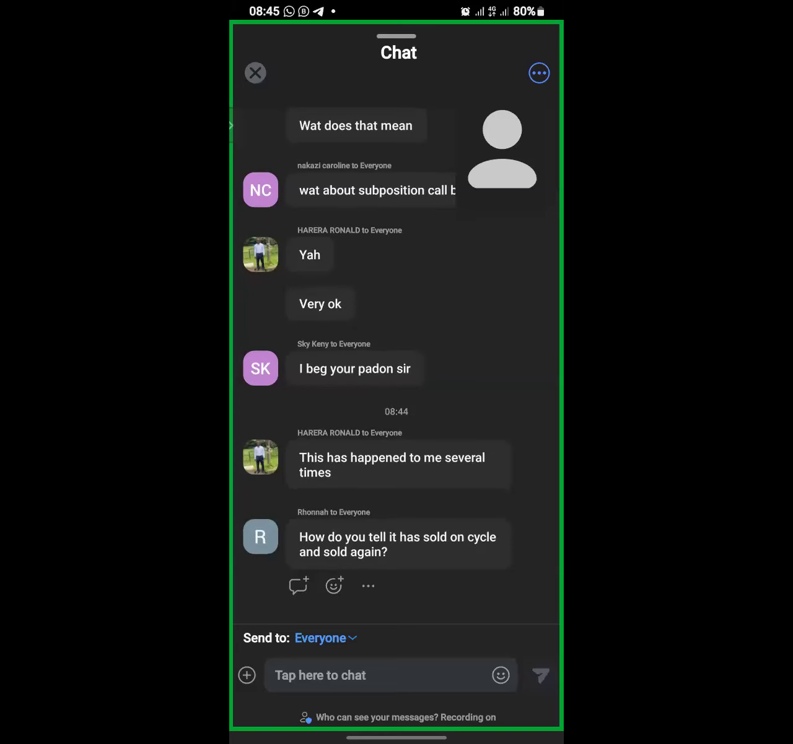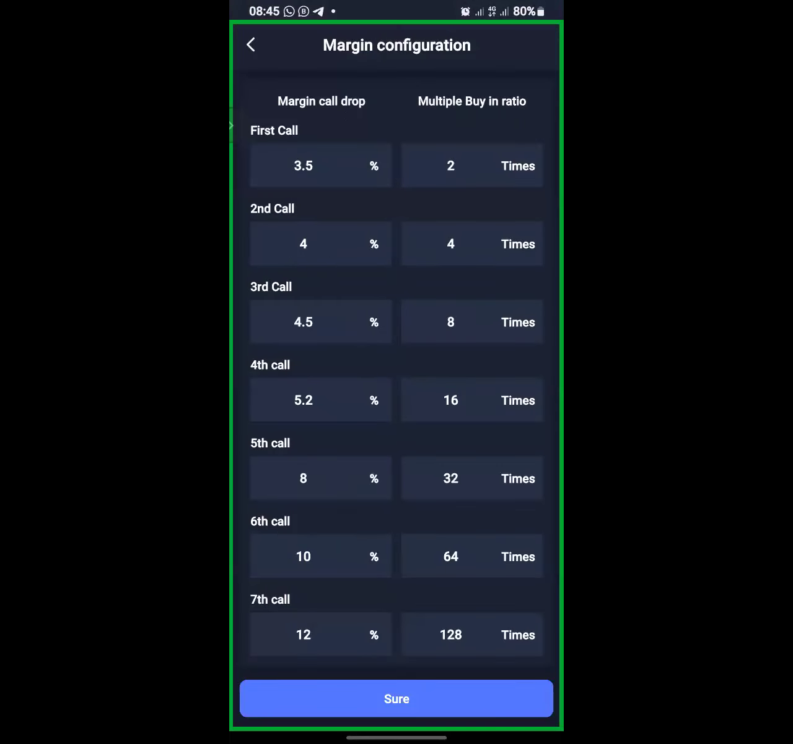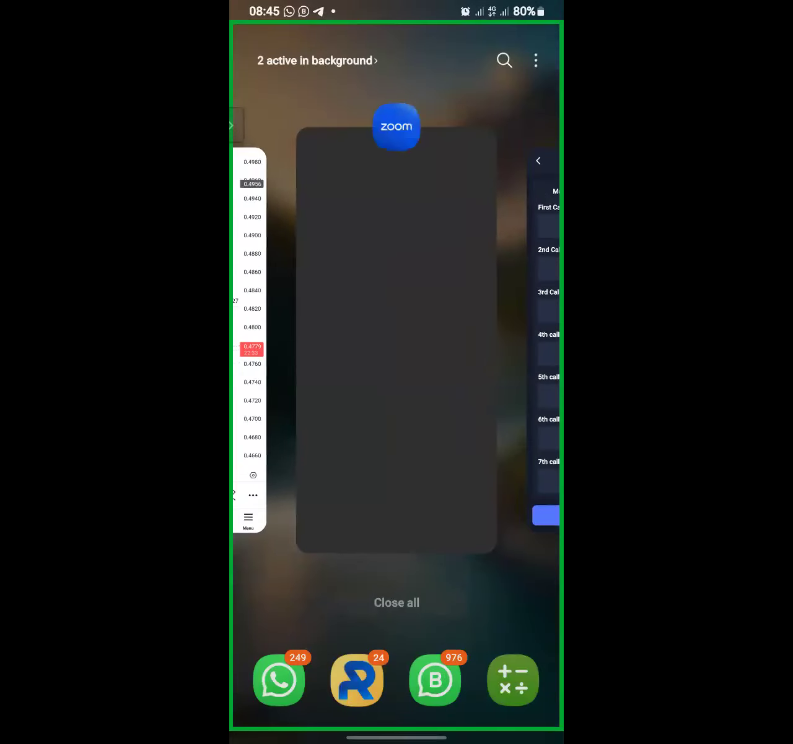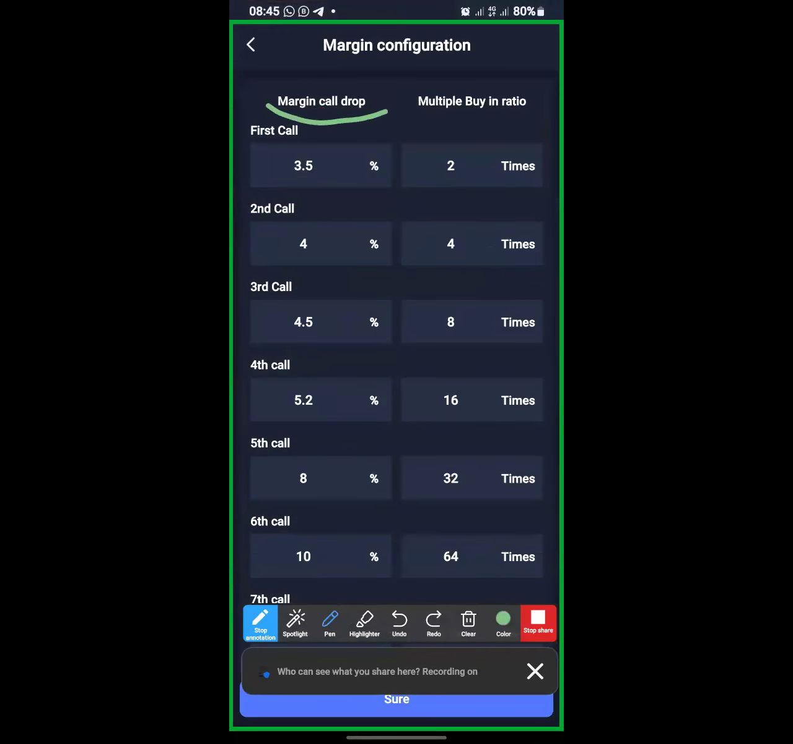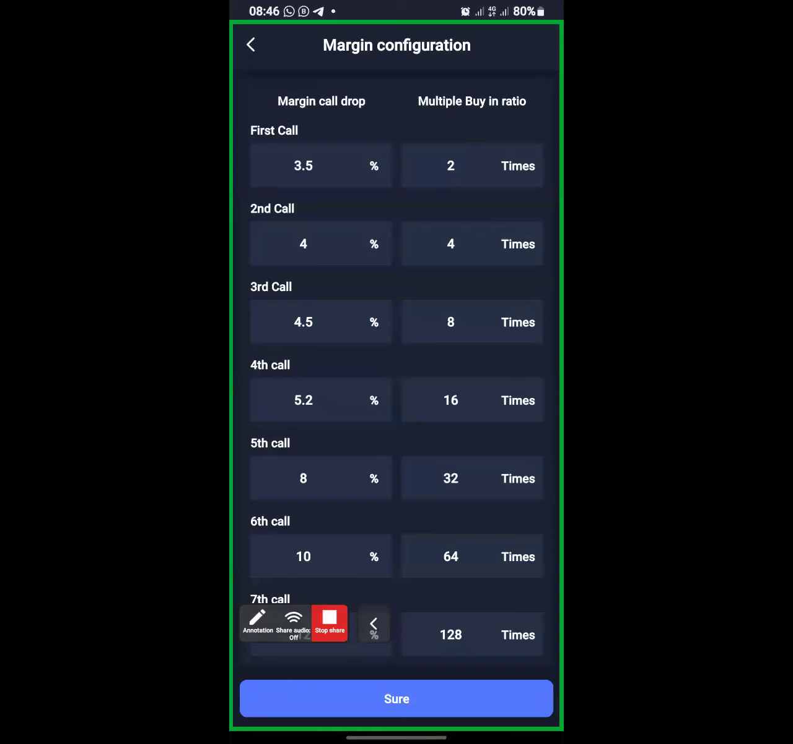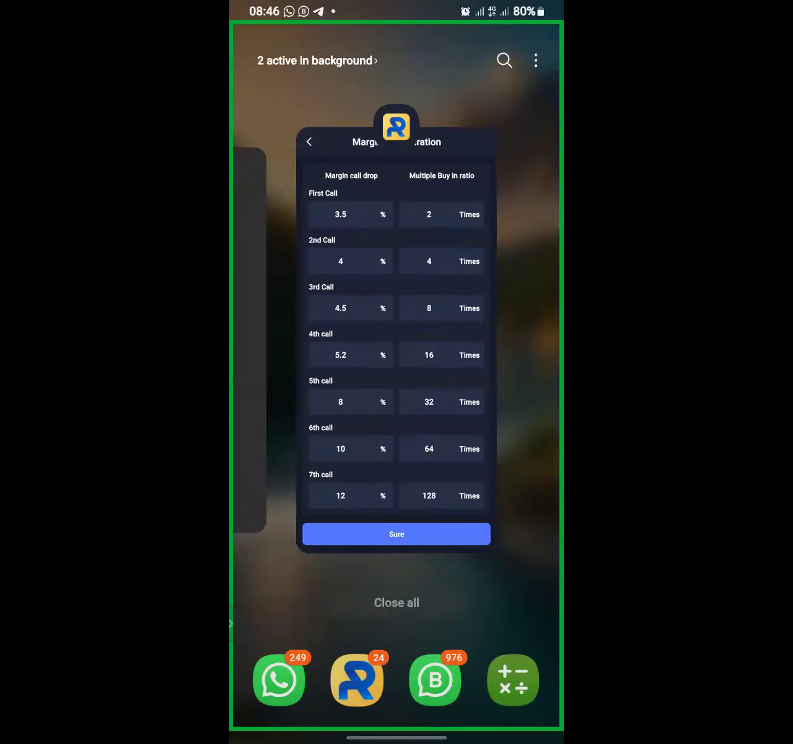Guys, let me know what is margin call drop and multiple buying ratio. Maybe I can put it here. This is what I mean. What is margin call drop? Type in the chat. I want to know if we are learning. What is the meaning of this and what's the meaning of this? It is very easy to be on Zoom learning but not paying attention, so I need to know that we are learning at least something. For the old members, how do you understand margin call drop and multiple buying ratio?